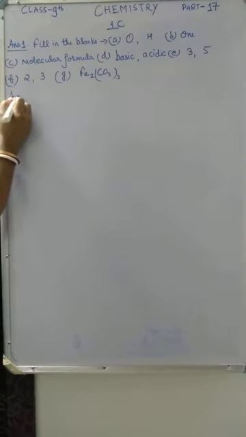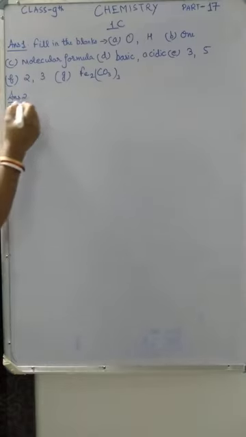Now the second one is complete the following table. In this you have to note it down very carefully. On one side basic radicals are given and you have to write down the acid radicals. For magnesium it is already given in your book. You have to start from sodium. I am just writing the headings first.